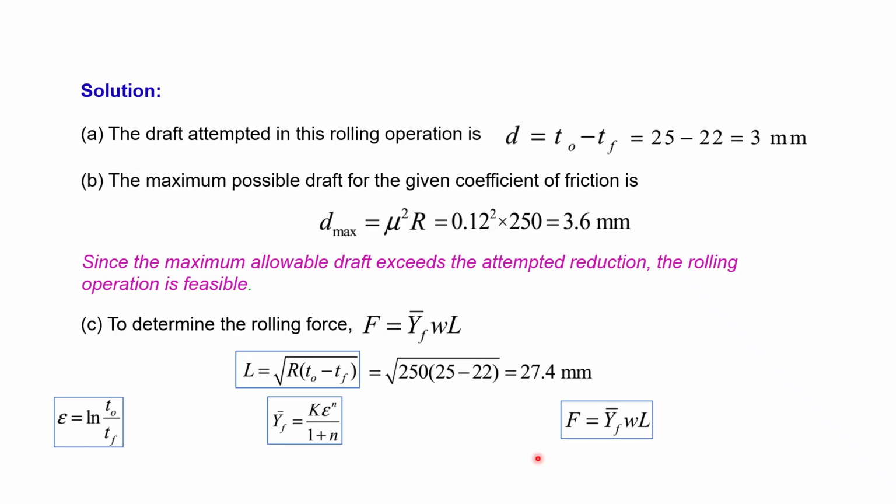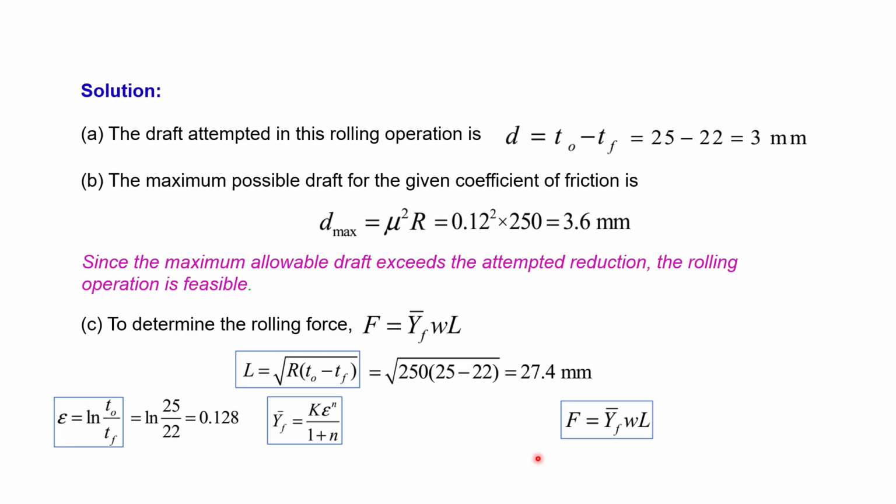250 multiplied by 3 under square root, this will give me 27.4. Now we calculate the true strain. The natural log of 25 divided by 22, and this will give me 0.128. Good.